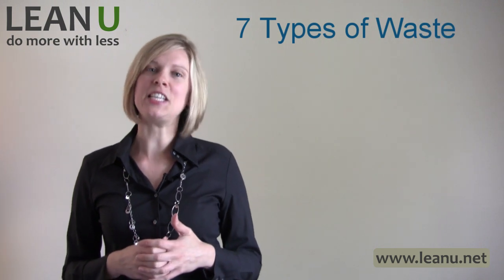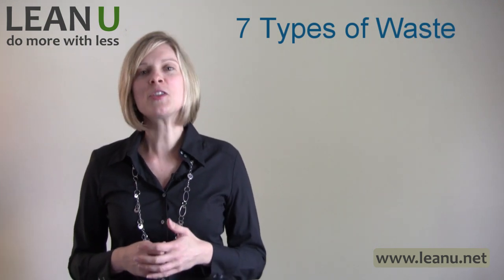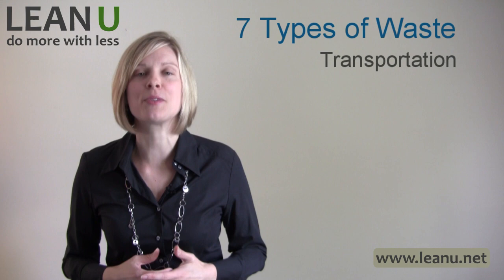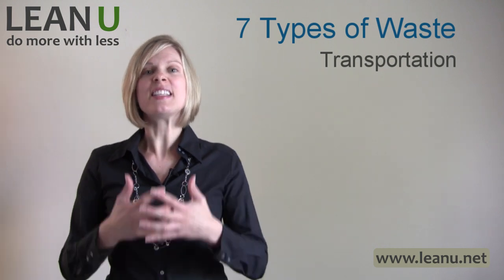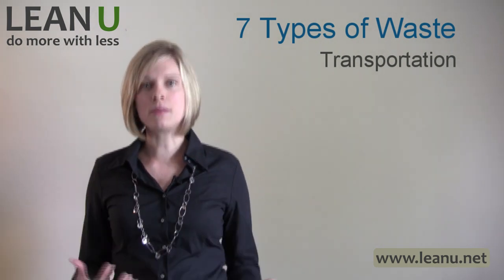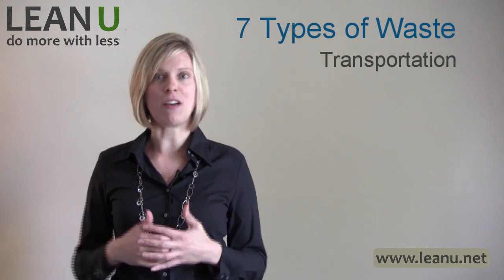So now we're going to talk about those 7 types of waste that lean is focused on reducing. And the first type of waste we're going to talk about is transportation. Transportation is excessive movement of people, of information, or of material.